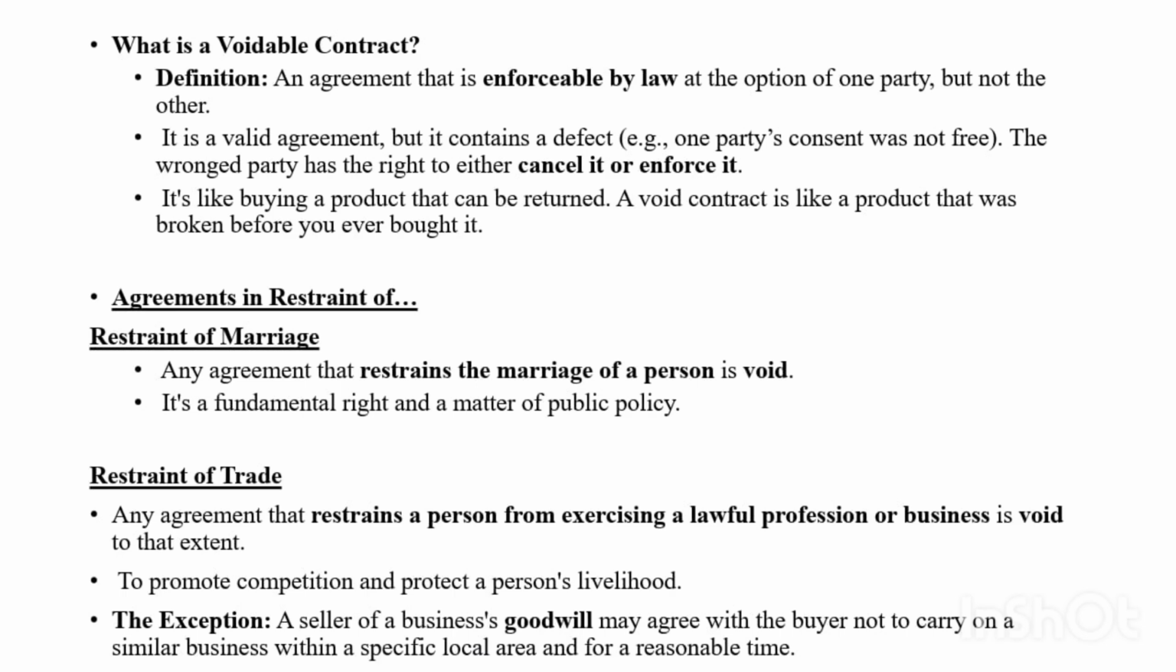Now let's see each type of void agreements in detail. First one is restraint of marriage. Any agreement that restrains the marriage of a person is void. It is a fundamental right and a matter of public policy. Restraint of trade. Any agreement that restrains a person from exercising a lawful profession or business is void to that extent, to promote competition and protect a person's livelihood.